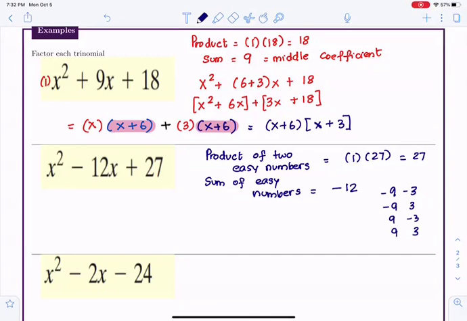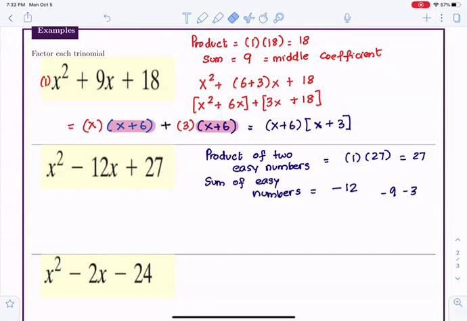Let's go backwards. If I add these easy numbers, I am not going to get negative 12, so that's not going to work. The easy numbers are 9 and negative 3. If I add those two, I am not going to get negative 12. That goes. If I add minus 9 and 3, I am not going to get negative 12, so that's not correct. Negative 9, negative 3 seems to be negative 12, or it is negative 12.